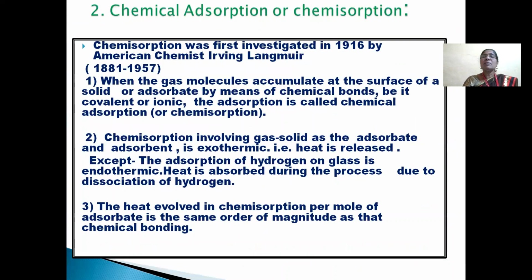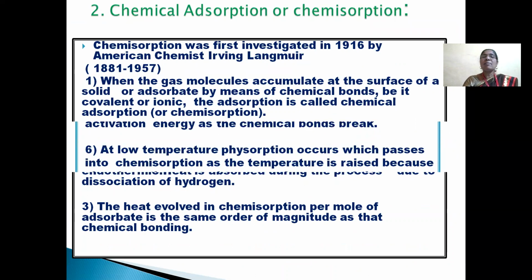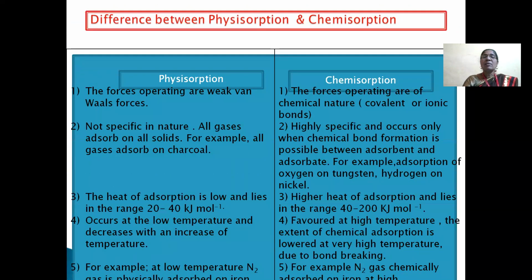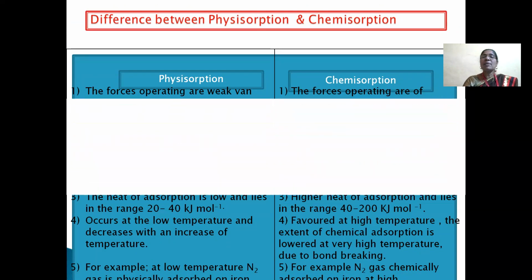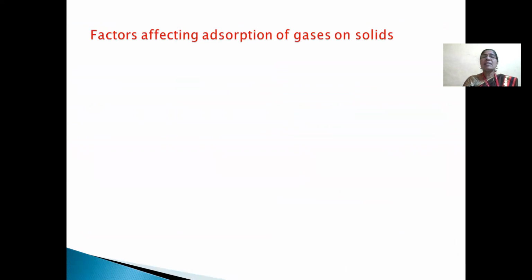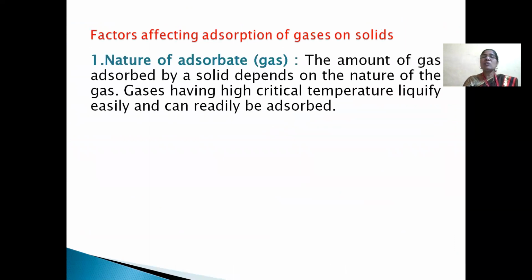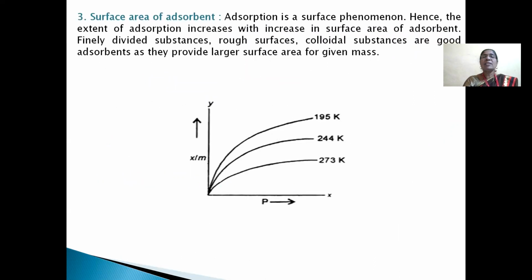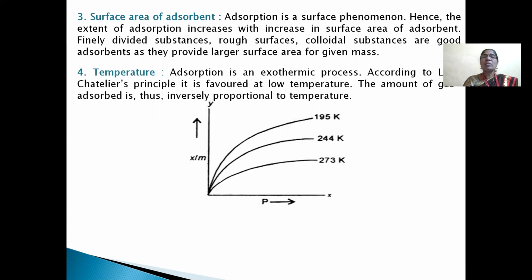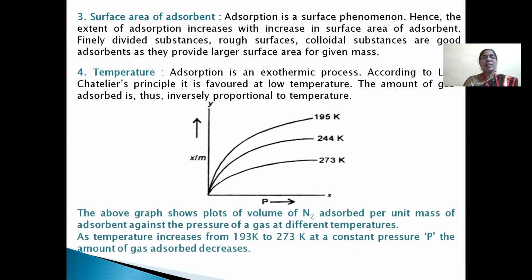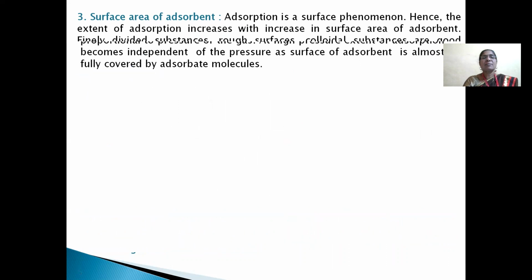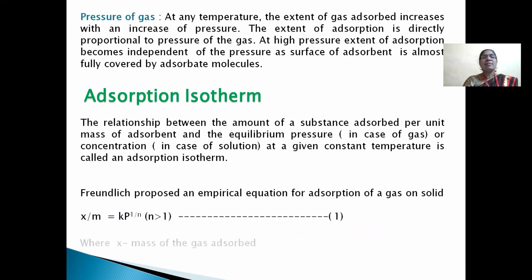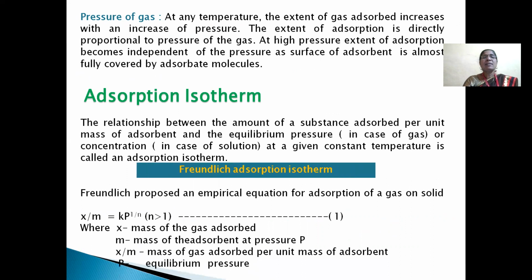Next one, what is meant by chemical adsorption, what are the points involved in chemical adsorption, difference between physical adsorption and chemical adsorption, what are the factors affecting adsorption of gases on solid. Number 1 will be nature of adsorbate, second one will be nature of adsorbent, third one will be surface area of adsorbent, fourth temperature, and fifth one will be pressure of a gas. In this way, we discussed these points.